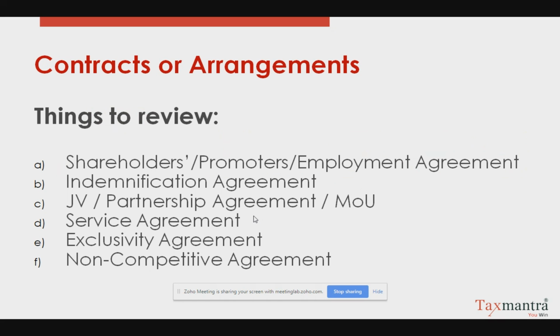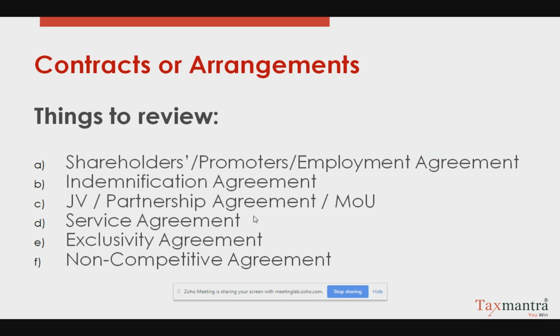So indemnification agreement, why is it important from the investor's point of view? Say the investors have put in a certain amount of money, and then it has been found out that the company has made a mistake, and the company has to pay a sum of 5 lakh rupees as an indemnification. In that case, the investors might have put in 50 lakhs, out of which the 5 lakhs will go for indemnification. So it is very important for the investors to check if there is any indemnification being signed by the company.